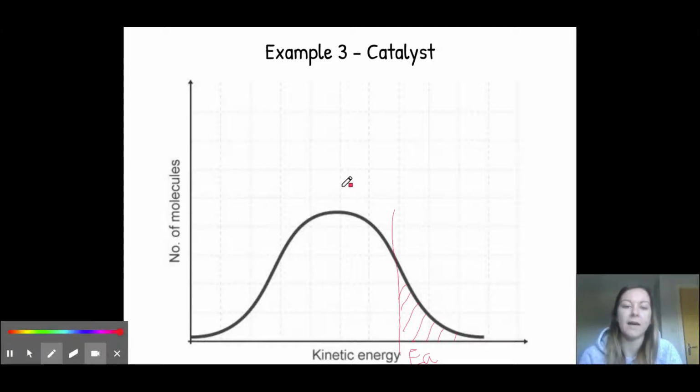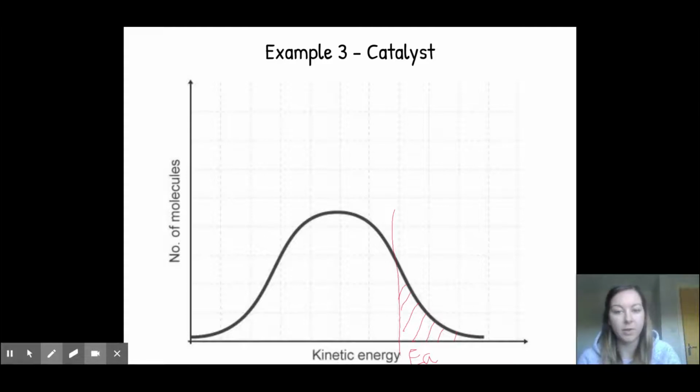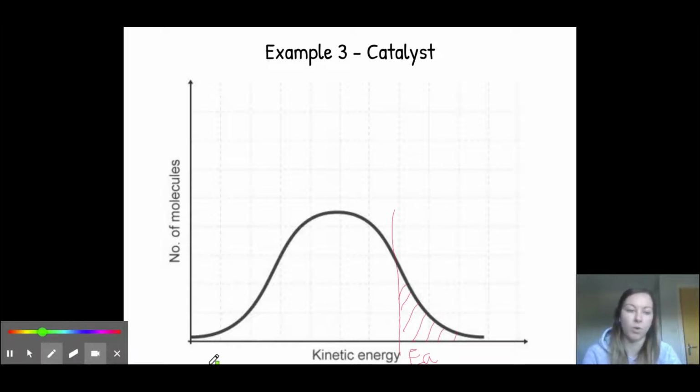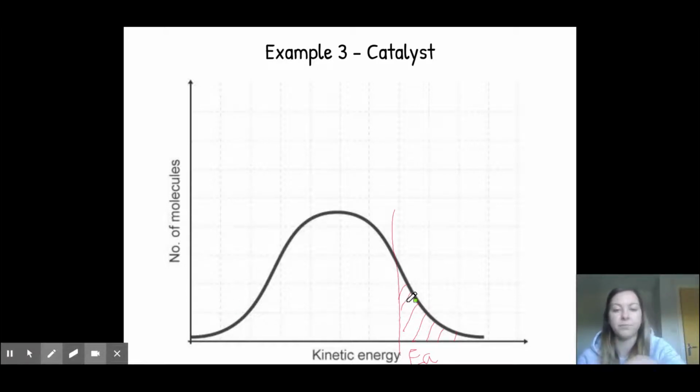Now, what a catalyst does is it actually does not affect the distribution of this curve at all. If you think about what a catalyst actually does, it provides a surface for reactants to collide with each other with the correct geometry. So what adding a catalyst does to this is it actually moves or alters the activation energy required for the reaction. So rather than it being over here, a catalyst simply lowers it to maybe here.